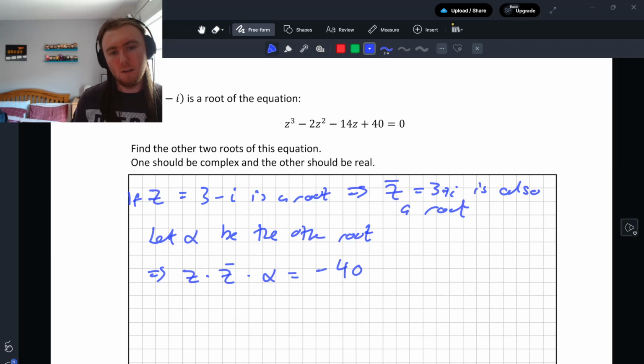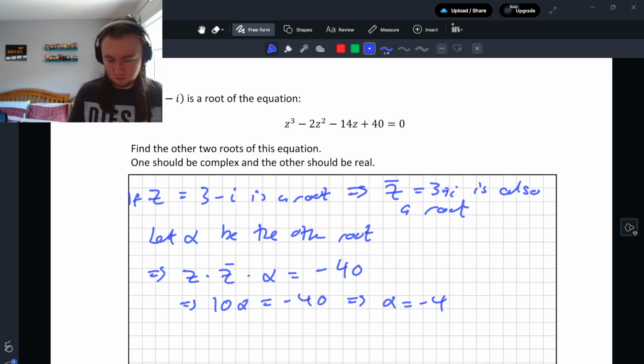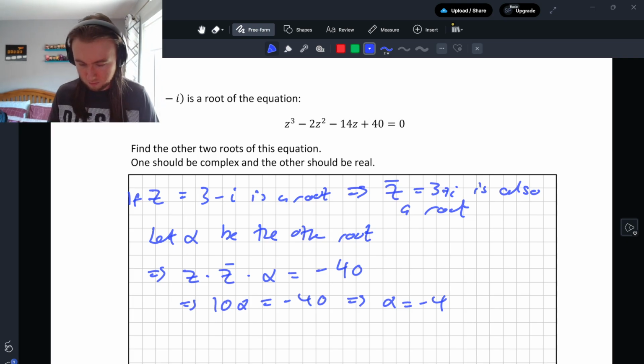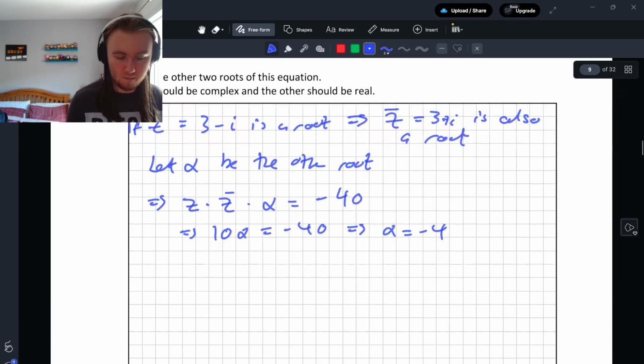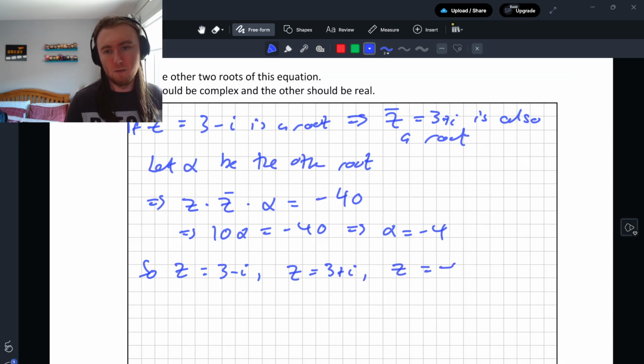Now, z bar times z, well, that's just the modulus of z squared, so that's going to be 10. So 10 alpha is equal to minus 40. So alpha is minus 4. And of course, we can just double check that. If we have minus 4, then answer cubed minus 2 answer squared minus 14 answer plus 40 gives us 0. So the roots are 3 minus i, 3 plus i, and then z being equal to alpha, which is minus 4.